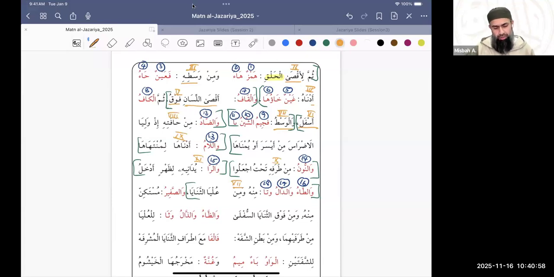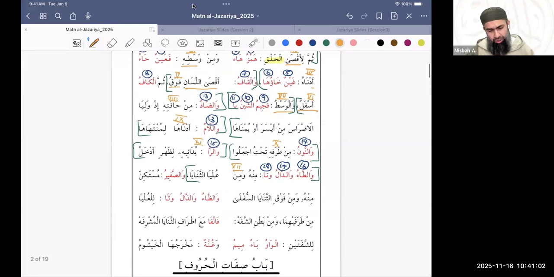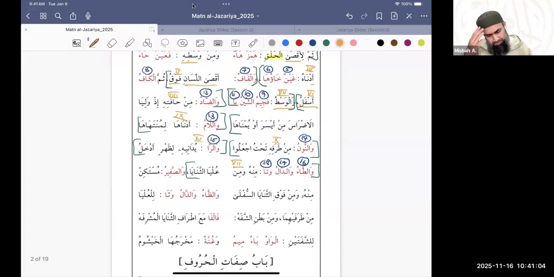Now we're on to the last little leg of two more makharij before we move away from the tongue. We complete the tongue and move on. Okay? والصفير مستكن منه ومن فوق الثنايا السفلى. Let's unpack this. The Imam says والصفير.